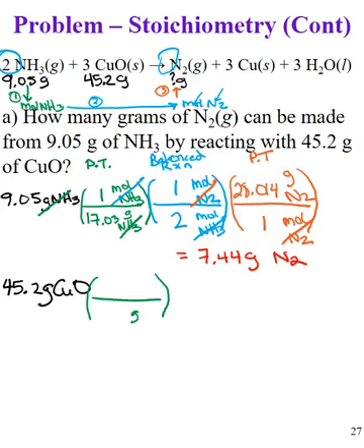So grams of CuO will go on bottom. Moles of CuO will go up on top. And I find this according to the periodic table. If you add up the copper and oxygen, you get a mass of 79.545 for every 1 mole of copper oxide. Grams cancel off and we're left with moles of copper oxide.